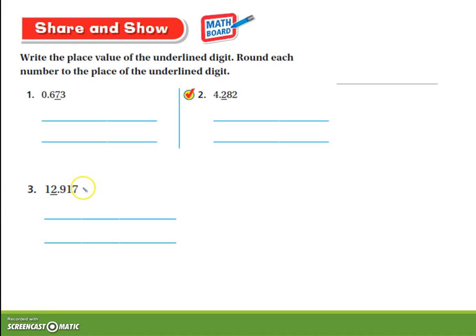Today we talked about rounding, and so I'm going to go through a few examples. So here we have 0.673, and we're going to round to the underlined number. So I'm going to rewrite this 0.673. I'm just going to write it bigger. I'm going to underline the 7.